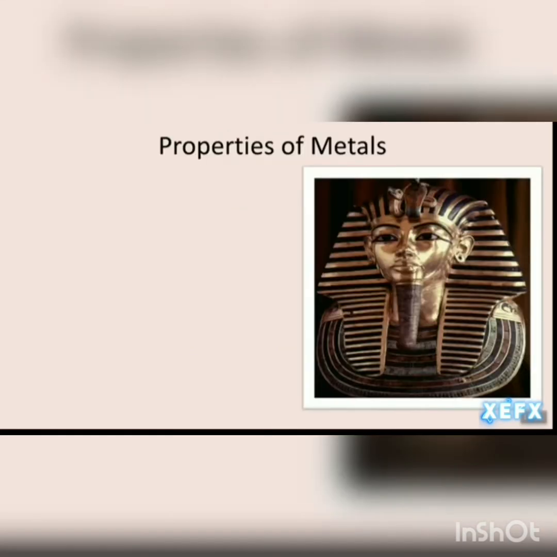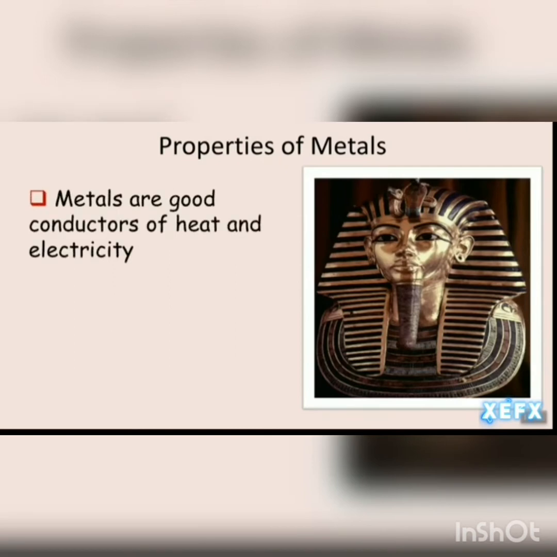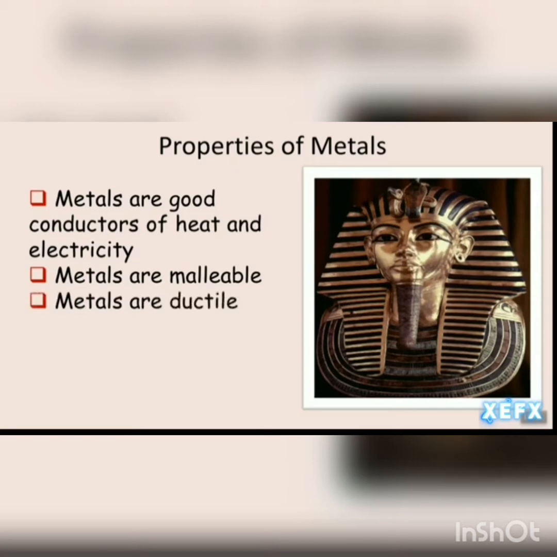Now we shall see the properties of metals. Metals are good conductors of heat and electricity. Metals are malleable. Malleable means you can hammer them or make them into thin sheets, okay? And metals are ductile, and ductile means they can be made into chains or thin wires.